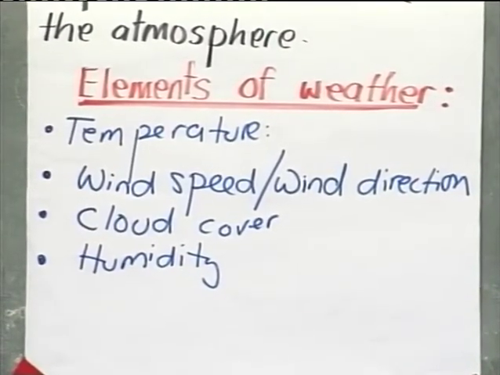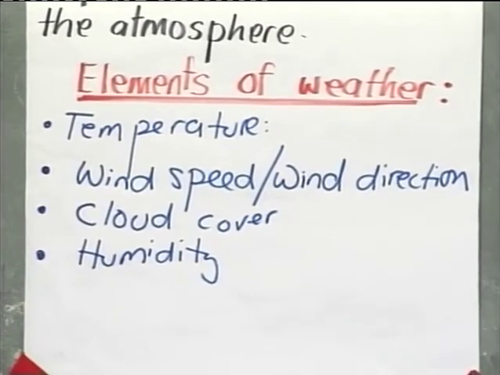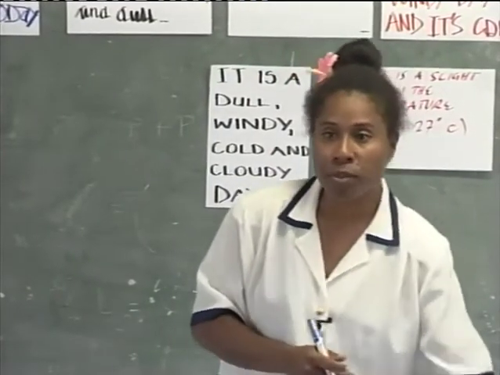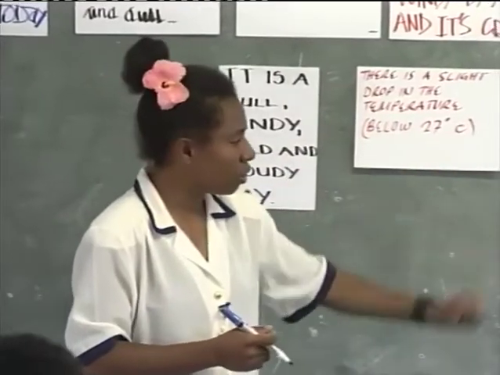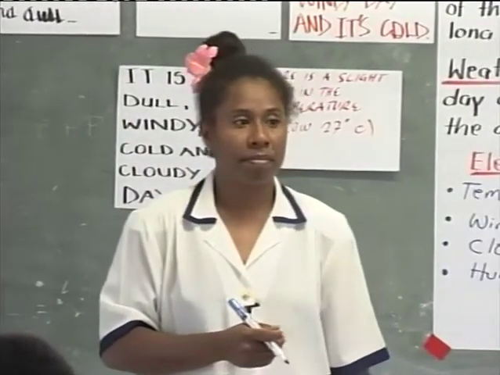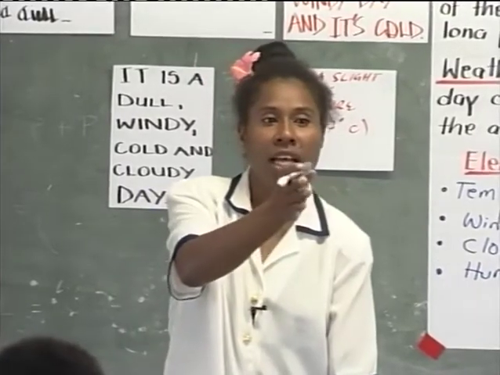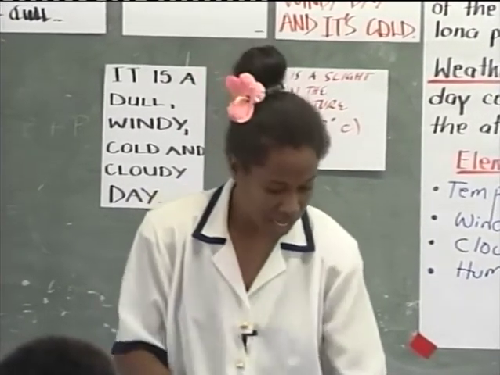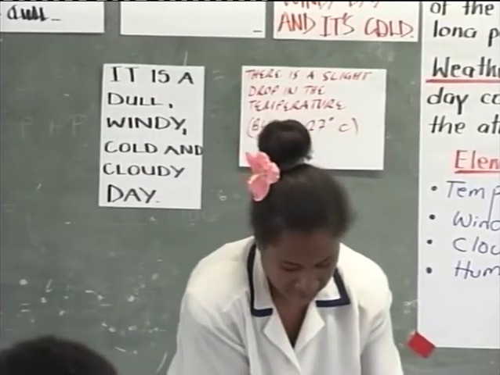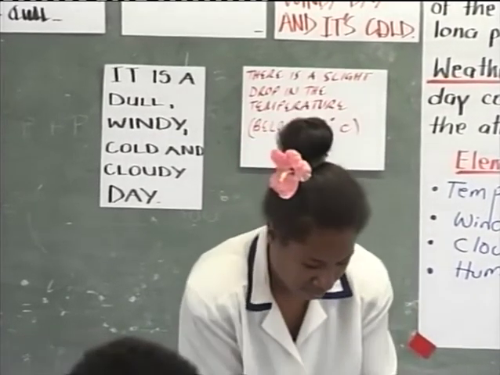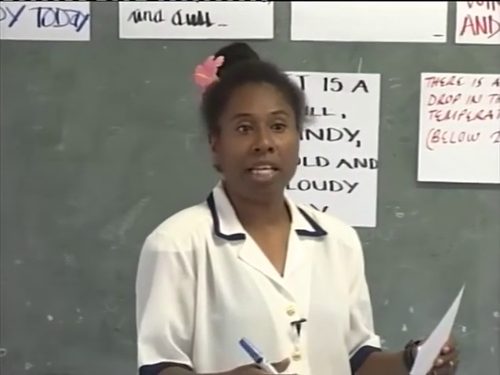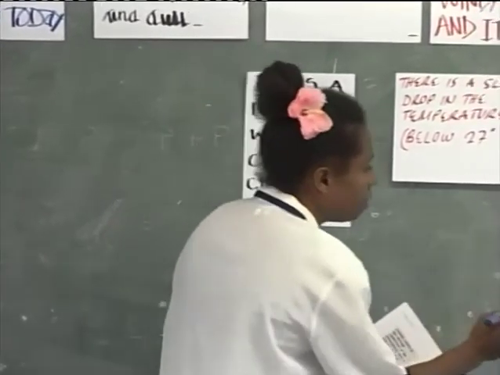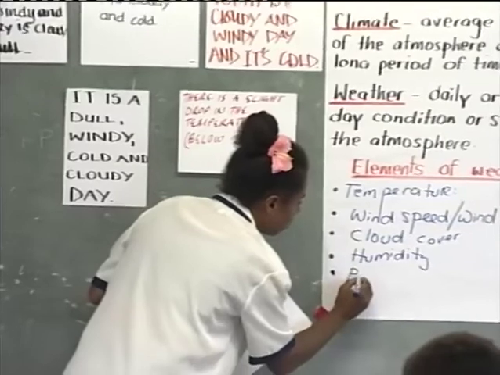Could there be other elements that we can also include? Yes? What would be another element? Perhaps we haven't given a description of it, but we can also include it as an element of weather. Somebody said yes here. Mason, did you say yes? Tell us. Precipitation. Very good. Precipitation or rainfall. In Papua New Guinea, it will be mainly rainfall. So here, precipitation is also another important element of weather.